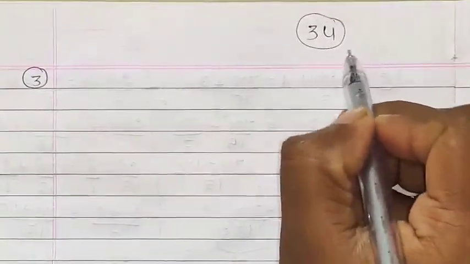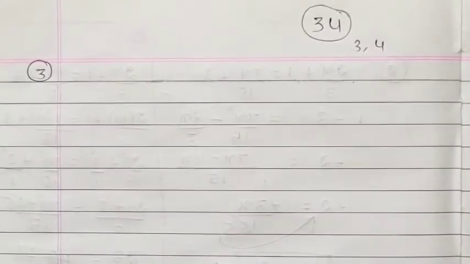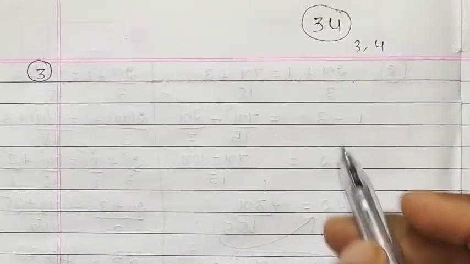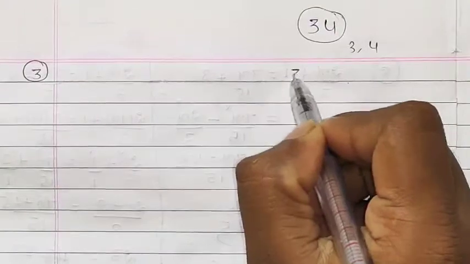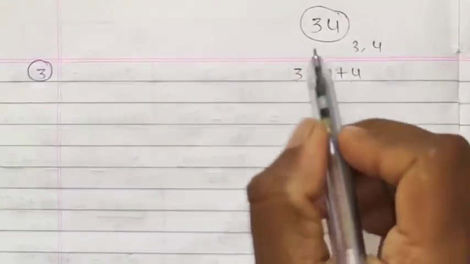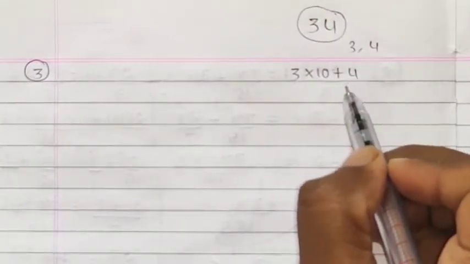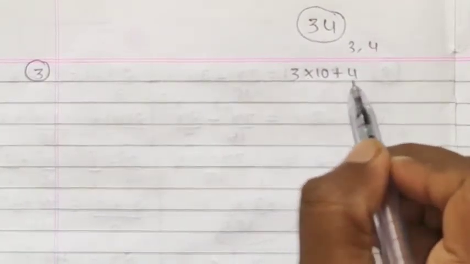The digits of 34 mean 3 and 4. If I am asking what the digits of 34 are, you will say that 3 and 4 are the digits. Number means how to write it. 34 can be written as 3 into 10 plus 4, because 3 is there in tens place and 4 is there in units place. So we can write 3 into 10 plus 4.